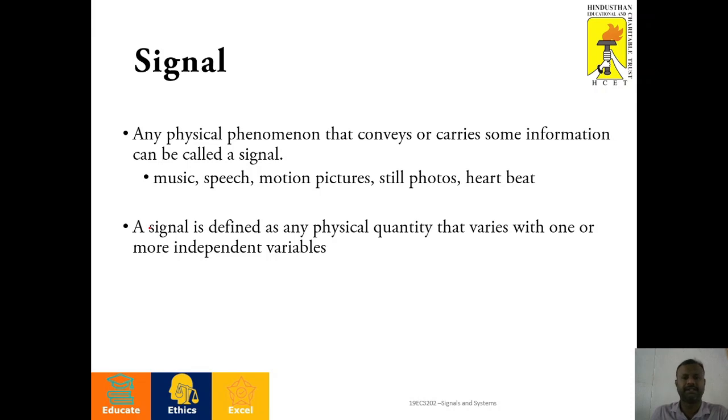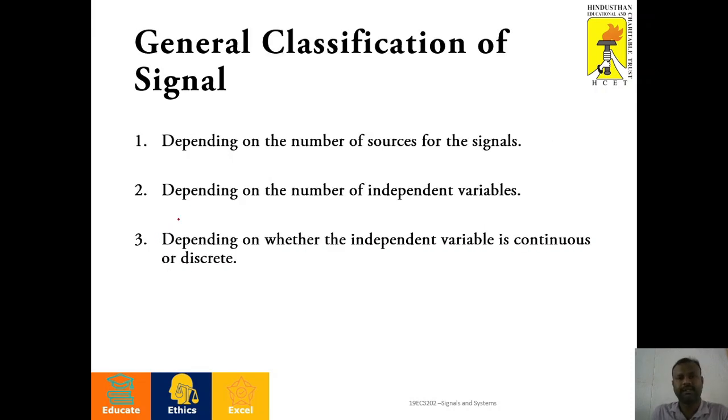Mathematically, a signal is defined as any physical quantity which varies with respect to one or more independent variables. Based on different conditions, the general classification includes three different categories. The first one, depending on the number of sources, then depending on the number of independent variables, then with respect to the nature of the independent variable, whether it is continuous or discrete.